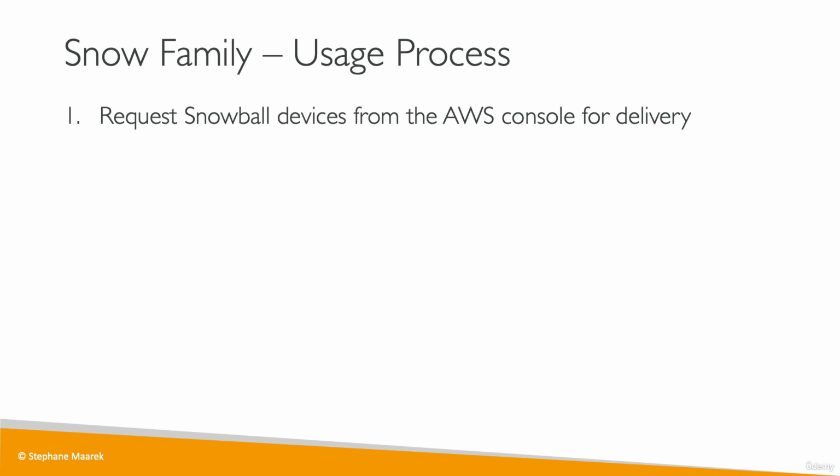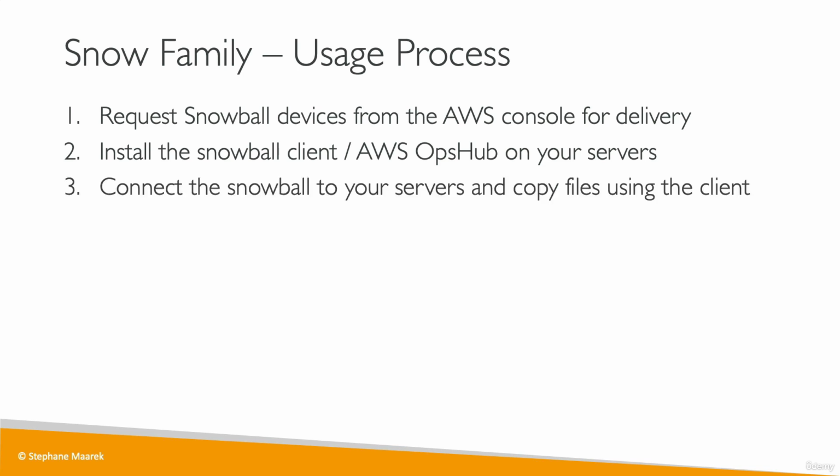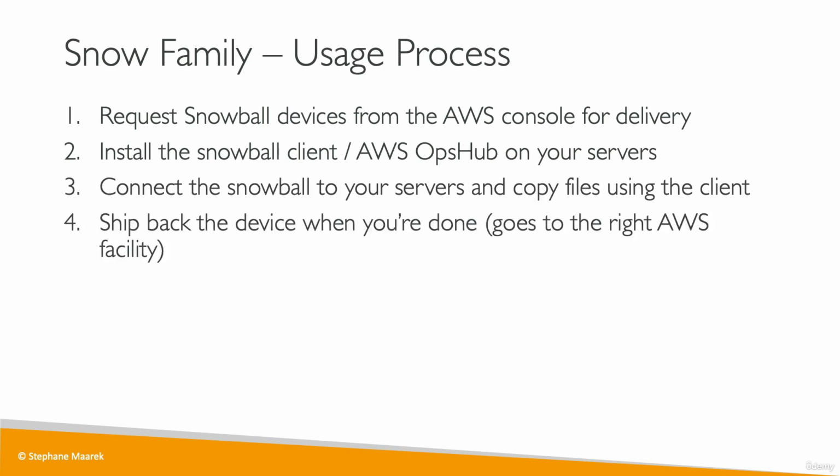Okay, so how do we use a Snow family device? Well, you request the device from the console for delivery, and we'll see this in the hands-on. Then we install the Snowball client, or we use AWS Ops Hub that we'll see in this lecture on your servers. Then we connect the Snowball to the servers and start copying the files in the client. Then we ship back the device when we're ready.